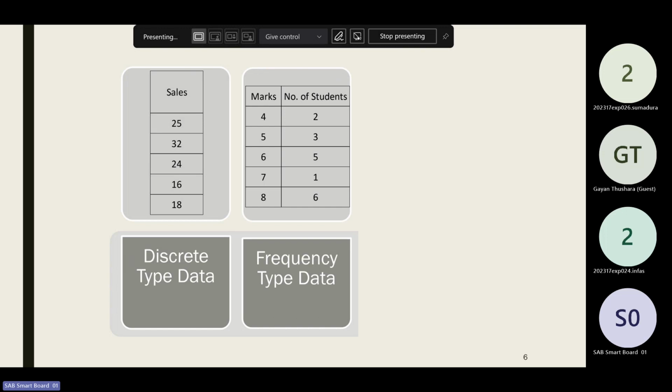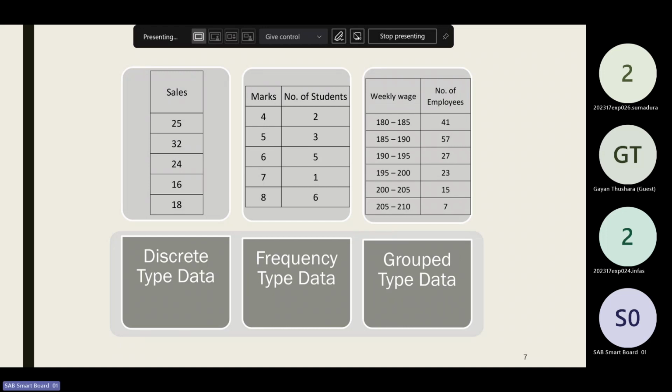Now sometimes with the same data, you can identify how many times each value is repeated. So here, marks: 2 students got 4 marks, 3 students got 5 marks. So here the marks, or the value, and the corresponding frequency, how many times it is repeated, are given. If the observed values are single pieces and the corresponding frequencies are given, you call it frequency data.